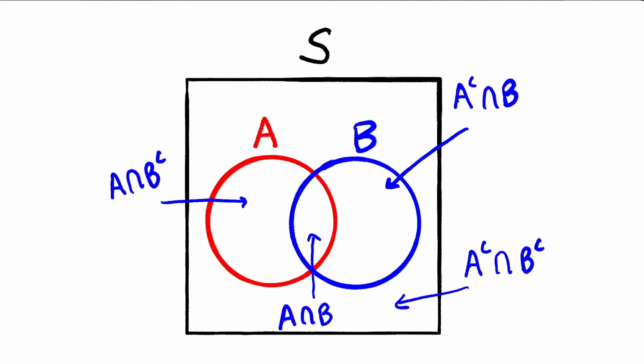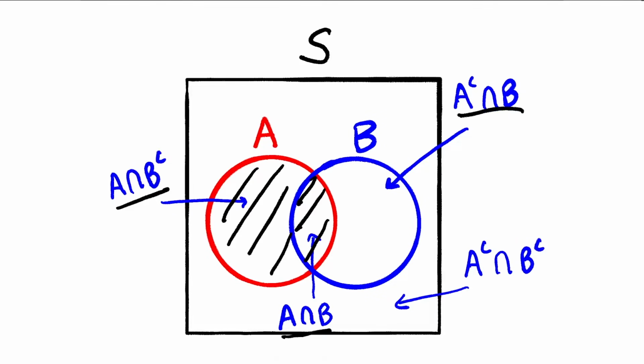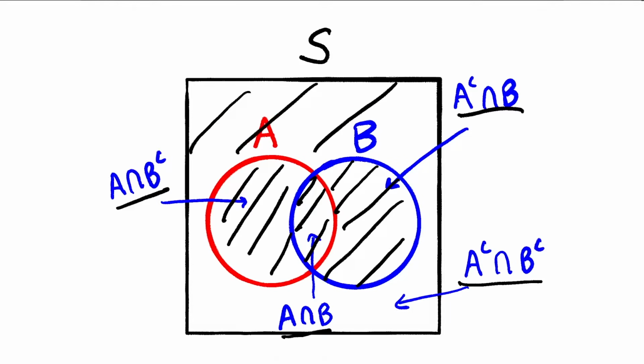So for an example of everything that you've just seen, we have 2 sets A and B in the sample space. An example of A intersect B complement is all the parts of A that are not included in B. A intersect B is the overlap between the 2 sets. A complement intersect B is all the parts that are in B that are not included in A. And finally, A complement intersect B complement is all the stuff in the sample space that is not included in either set, which is just everything outside these 2 circles.